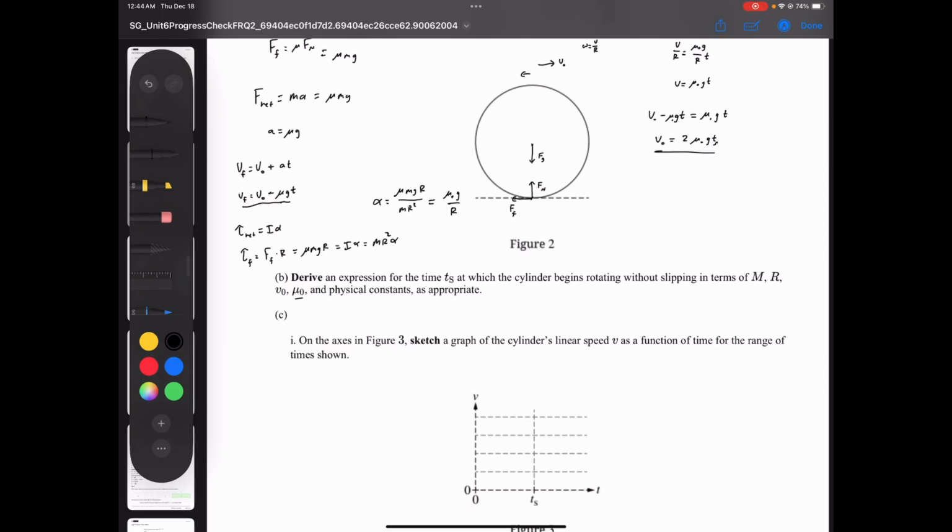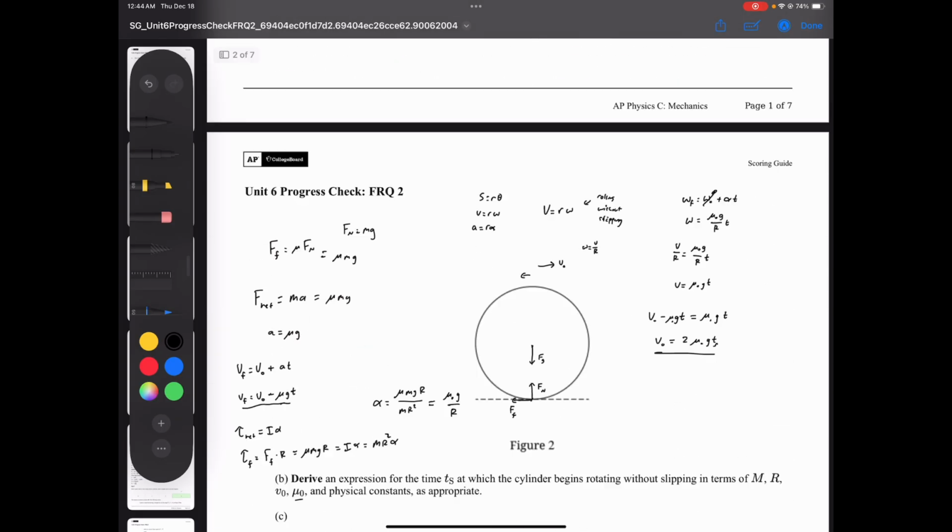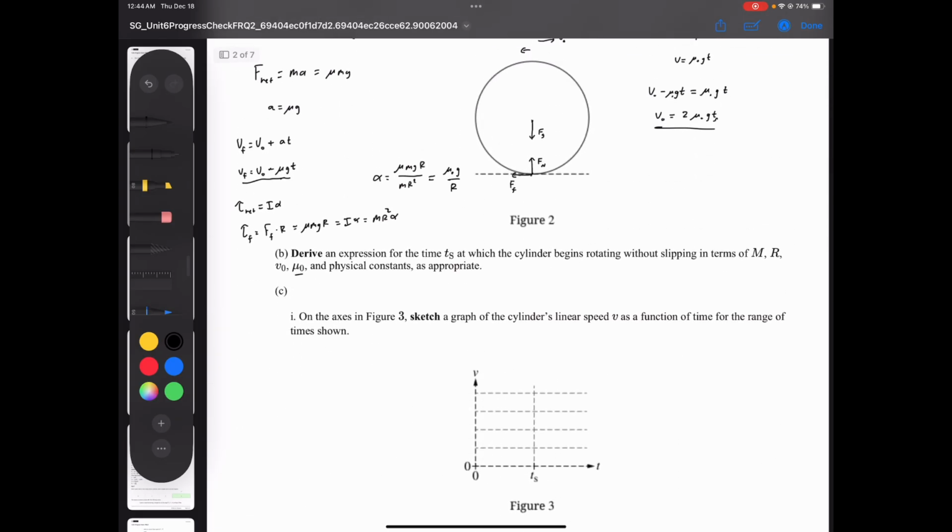But anyways, we need an expression for Ts. So this is my expression for V naught, and to solve for Ts, I just have to divide both sides by 2 times mu naught G. So Ts is equal to V naught divided by 2 times mu naught times G.